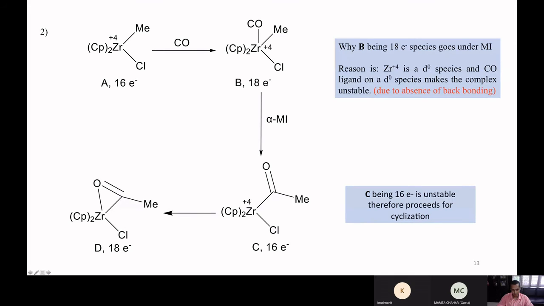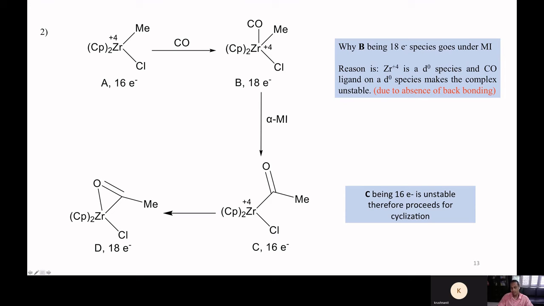I repeat, zirconium is 4 plus, no d electron, no electron available on it. The total electron count for this complex simply is 6 plus 6 plus 2 plus 2 plus 0, that is 16 electron. Over here, it reacts with carbon monoxide to give you an 18 electron species. As we discussed before, 18 electron species are more stable. But in this case, it is not. That is because zirconium is 0 electron. So zirconium 4 plus, 2 Cp is 6 plus 6, 12 electron, 2 electron 14, 2 electron 16, 2 electron 18, total 18 electron complex.